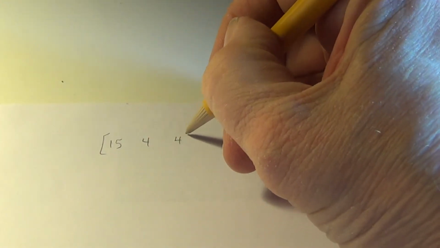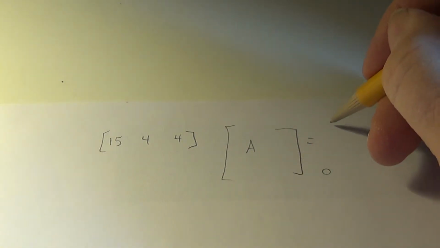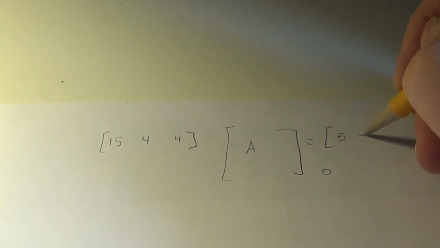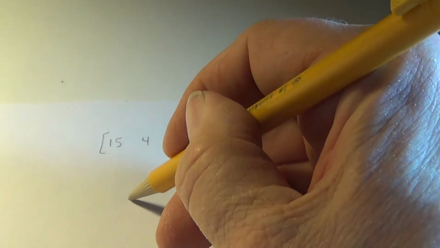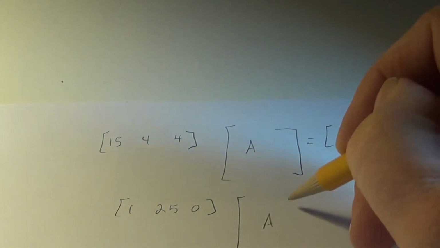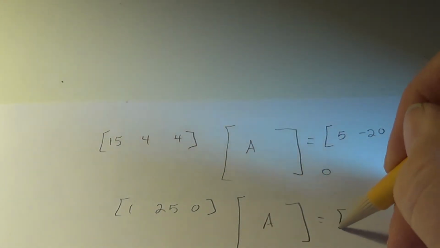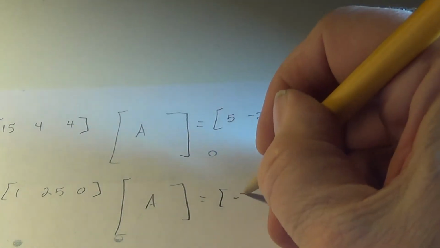So the next one was 15, 4, and 4. Times that 3 by 3 matrix A. And when I did that step by step, I got 5, minus 20, and 56. And then the last set was 125, 0 times matrix A gives me negative 24, 23, 27.